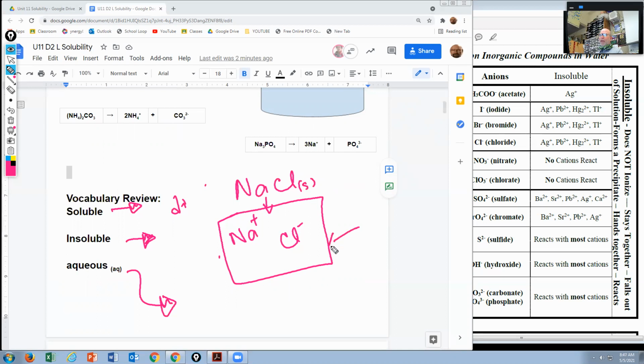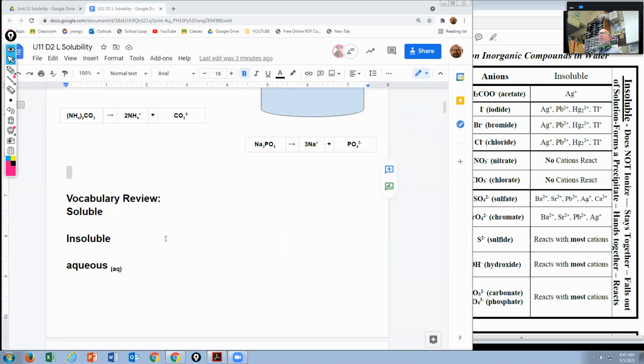So at this point, this would be NaCl aqueous, where this is NaCl solid before we put it into the solution. Then once it's in the solution dissolved, we say aqueous. So basically, aqueous is dissolved in water. That's its definition. All right, so let's move on.